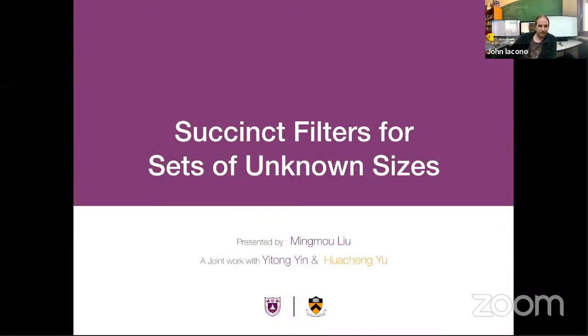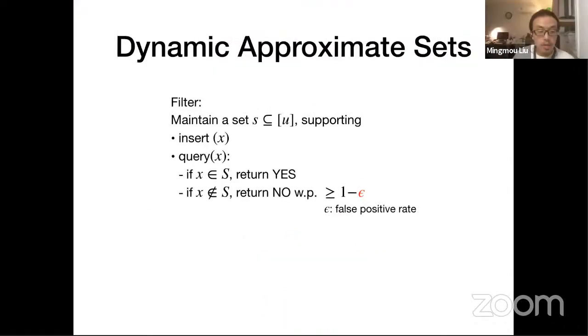Okay. I'm going to present succinct filters for sets of unknown sizes. This is joint work with Ying Yitong and Yu Huachen. Filter is one of the most popular approximate versions of the dictionary problem. The problem asks for a data structure supporting, first, inserting a new element, and second, checking if an element has been inserted, where a small false positive rate is allowed.